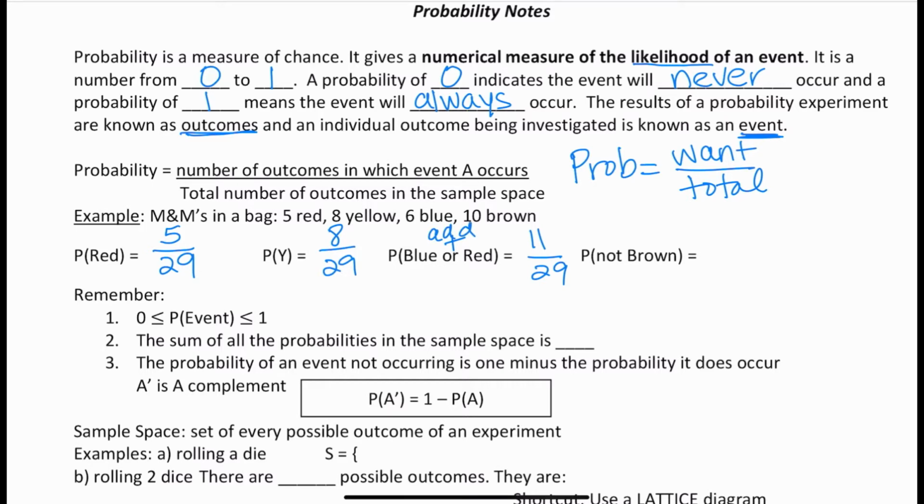And then the probability it's not brown, well, if it's not brown, it could be red, yellow, or blue. So you can either add those together, or you can very simply say the probability it's not brown is equal to 1 minus the probability it is brown. And the probability it is brown is 10 out of 29. So basically 19 out of 29. So that's one way you can do the problem. Like I said, the other way is if it's not brown, it could be red, it could be yellow, it could be blue. And if you add those together, it's going to be 19 out of 29.